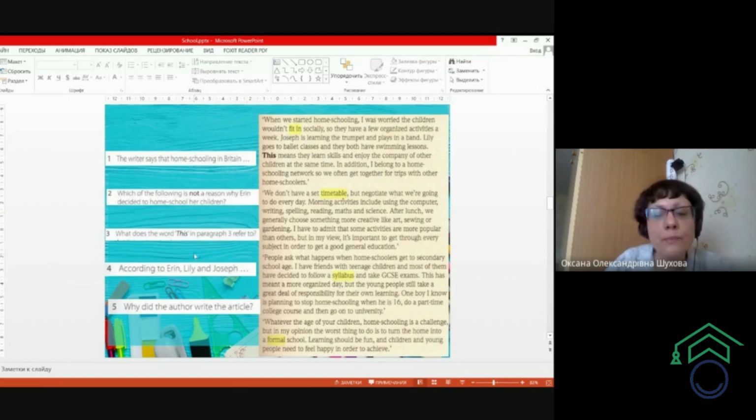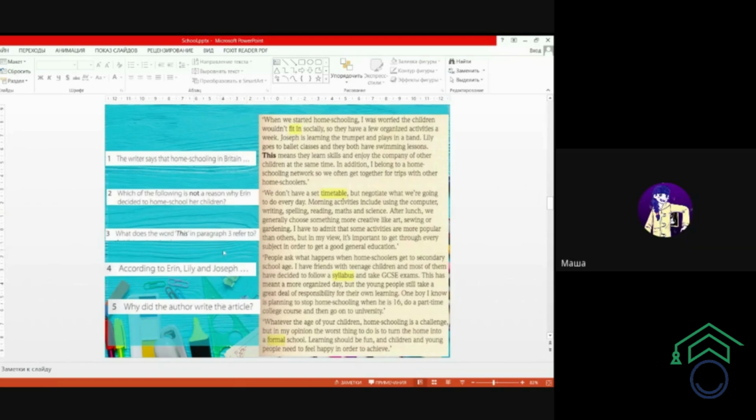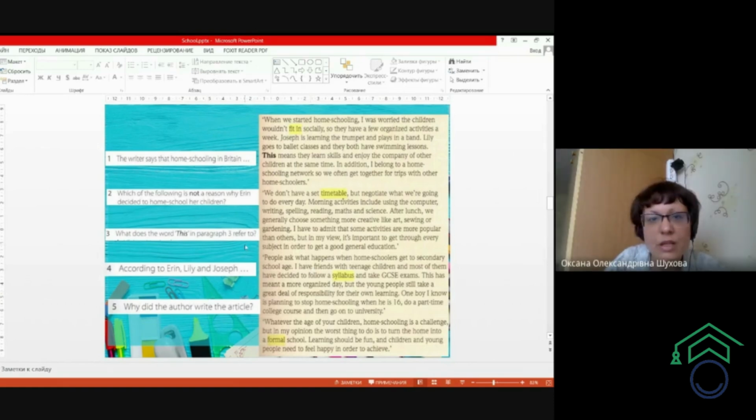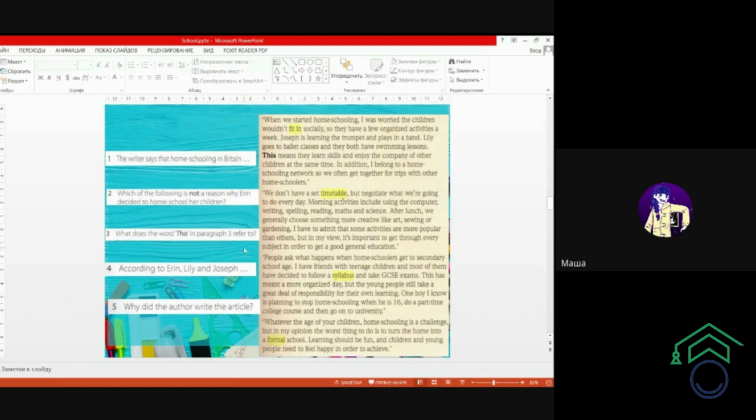Third. What does the word this in paragraph 3 refer to? Can you see this word? It's typed in bold. Yeah. This means they learn skills and enjoy the company of other children at the same time. Children taking after-class activities.